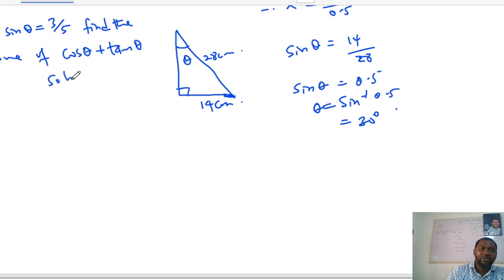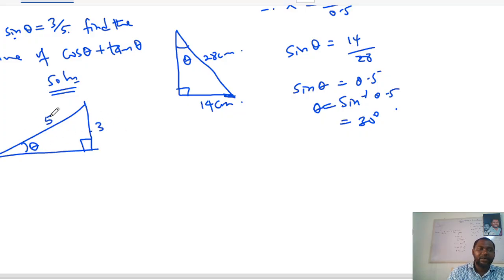Now solution, all you need to do is you can represent sine theta equal to 3 over 5 in a right angle triangle like this. So let's say I have this right angle triangle, right? 3 over 5, and this is theta. Let's assume this is theta. 3 over 5, sine is opposite over hypotenuse. So the opposite is this side here, which is 3. The hypotenuse is this side here, which is 5.